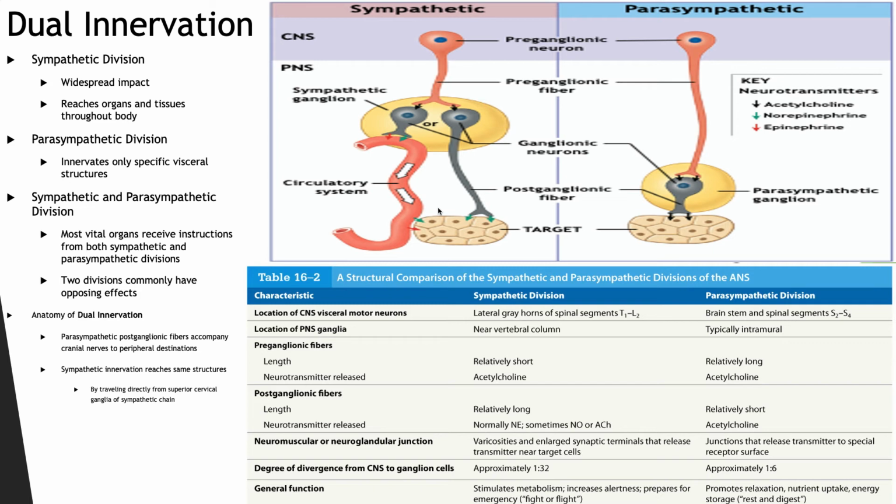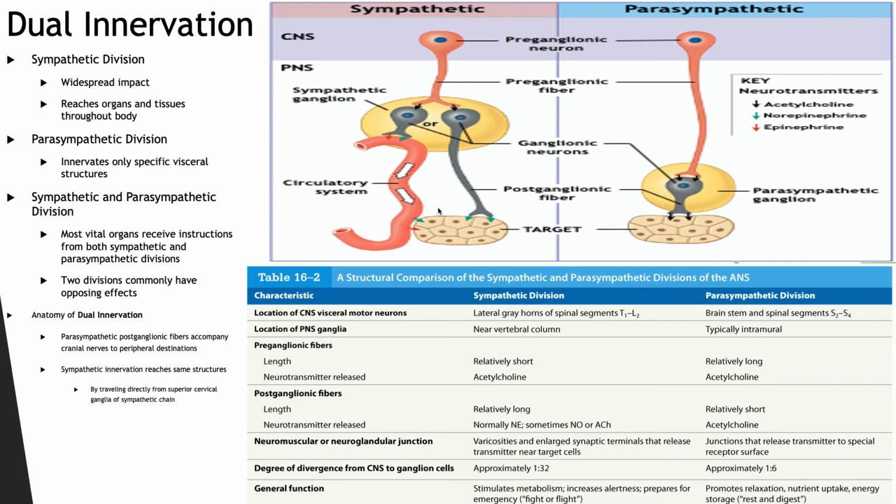Some organs are innervated by just one division, but most vital organs receive dual innervation, so they receive instructions from both the sympathetic and the parasympathetic divisions. Where dual innervation exists, the two divisions commonly have opposing effects. Dual innervation with opposite effects is more obvious in the digestive tract, the heart, the lungs, and at other sites the responses may be separate or complementary.